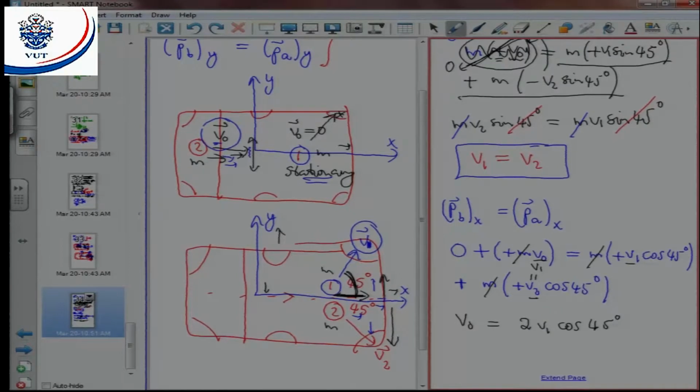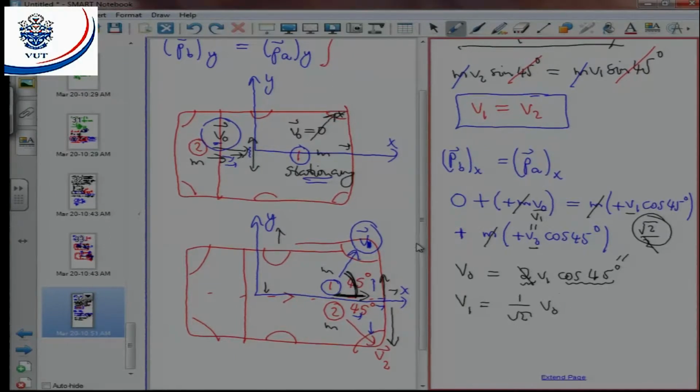So in the end our solution is v1 equals, so I have to divide by 2 and the cos 45. Cos 45 is square root 2 over 2. So this 2 cancels that 2, so I'm just left with square root 2. So v1 equals, I have to divide by square root 2, it's just 1 over square root 2 times v naught. Okay, so that's our final solution.